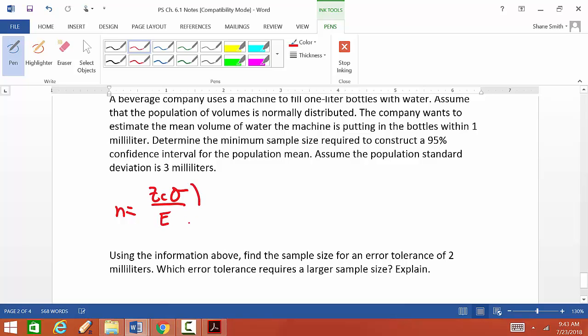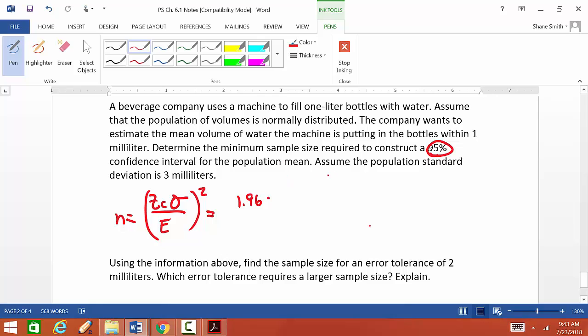So again, hopefully you figured this out on your own. My z-score is 1.96 because it's 95%. My sigma, it says, is 5.0. Or no, not 5.0, it's 3. Standard deviation is 3. Sorry. And then we want to be within 1 millimeter again. So my sample size should be about 35.